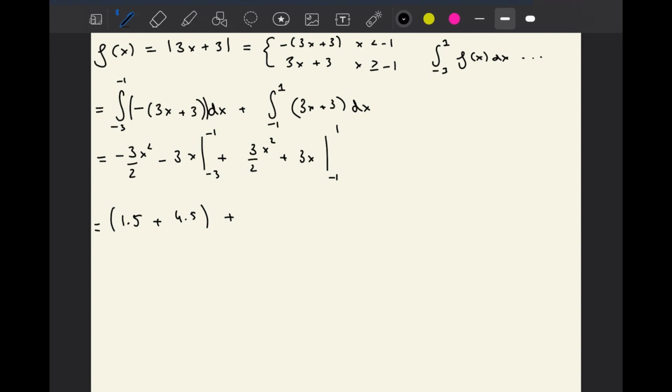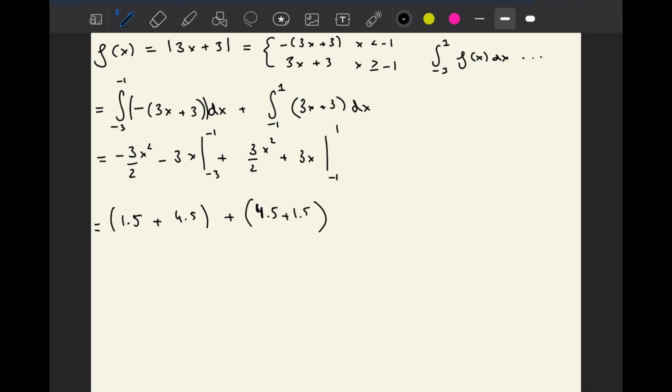And then to that we're going to add the definite integral of the other thing. So first we're going to have 3 over 2 times 1 squared. Okay, 3 over 2 plus 3, and that's going to give us 4.5. And from that we're going to subtract, once again, 3 over 2, but now we're going to actually subtract the 3. So in the end, we're going to end up having negative, once again, negative 1.5. So we're going to add the 1.5.